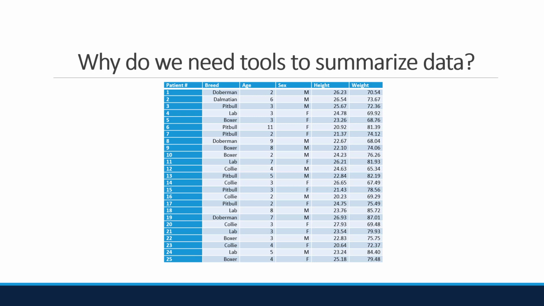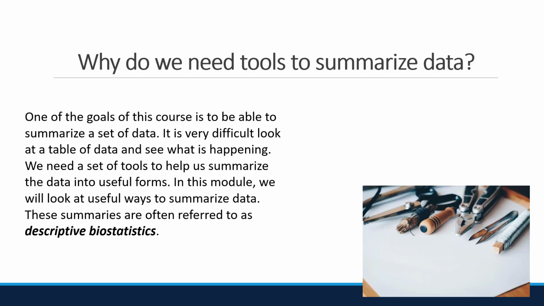Many data sets contain thousands of rows. Could you easily describe those data sets? One of the goals of this course is to be able to summarize a set of data. It's very difficult to look at a table of data and see what is happening. We need a set of tools to help us summarize the data into useful forms. In this module, we will look at ways to summarize data. These summaries are often referred to as descriptive biostatistics.